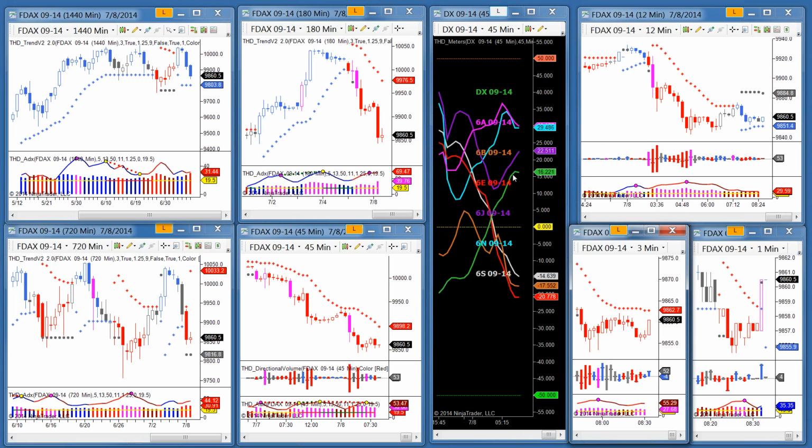Now, the center window here is what I call the currency meter. Did I incorporate the higher time frames? Absolutely, I did, James.